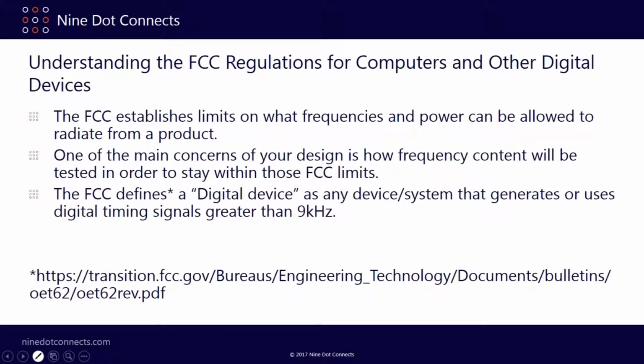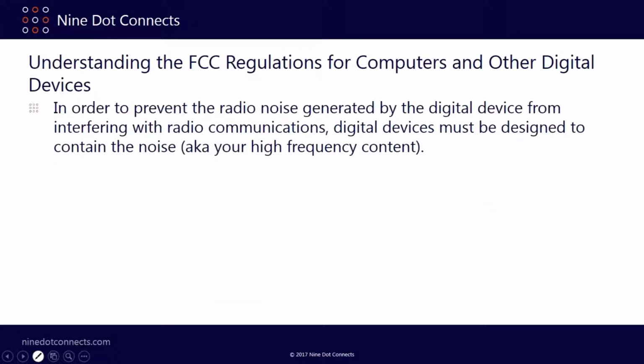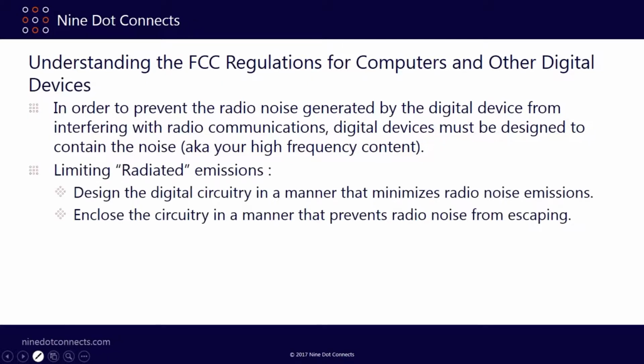Oddly enough, for most of us, we realize that 9 kilohertz is a very low frequency, yet the FCC defines any digital device as one that generates or uses digital timing signals greater than 9 kilohertz. Now, in order to prevent radio noise generated by the digital device you're designing from interfering with any radio communications, digital devices must be designed to contain that noise, aka your high frequency content.